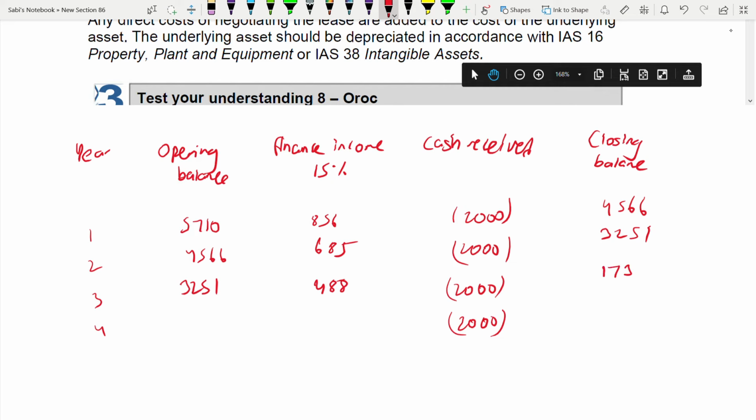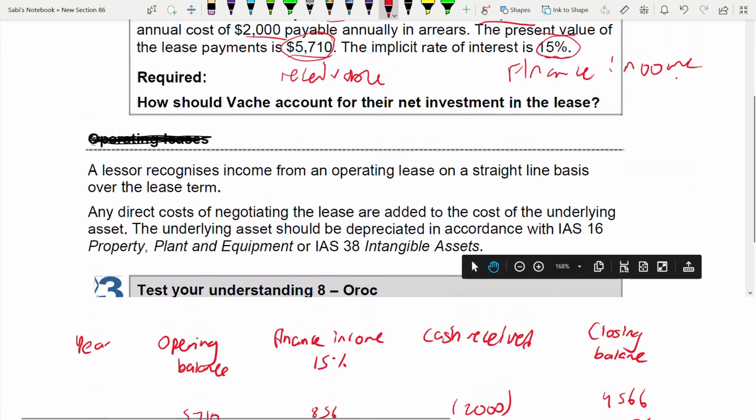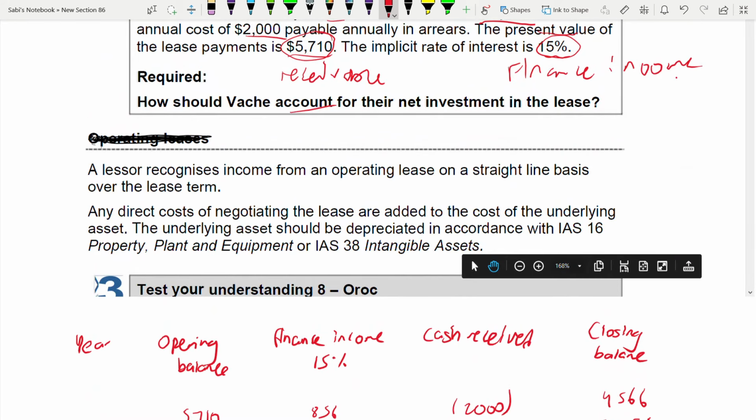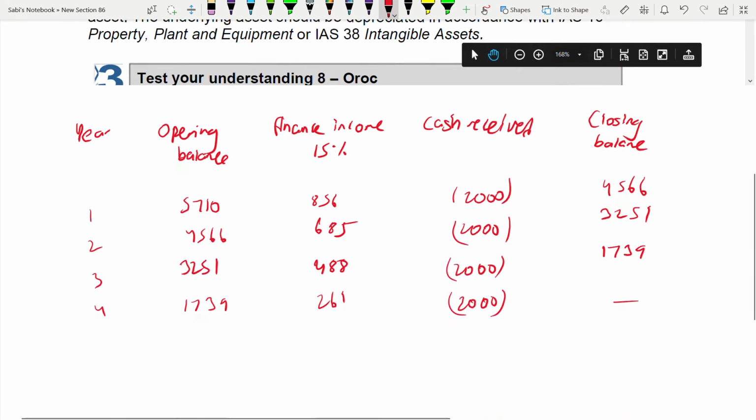It's like I'm teaching maths. Okay, 1739, 261, and here it will be balanced. The balance should go out at the end. Should be nil. That's the whole purpose. Now, the requirement is how they should account. This is not enough. How they should account means in your statement of financial position, statement of profit and loss, how it will appear. That's what you have to show.